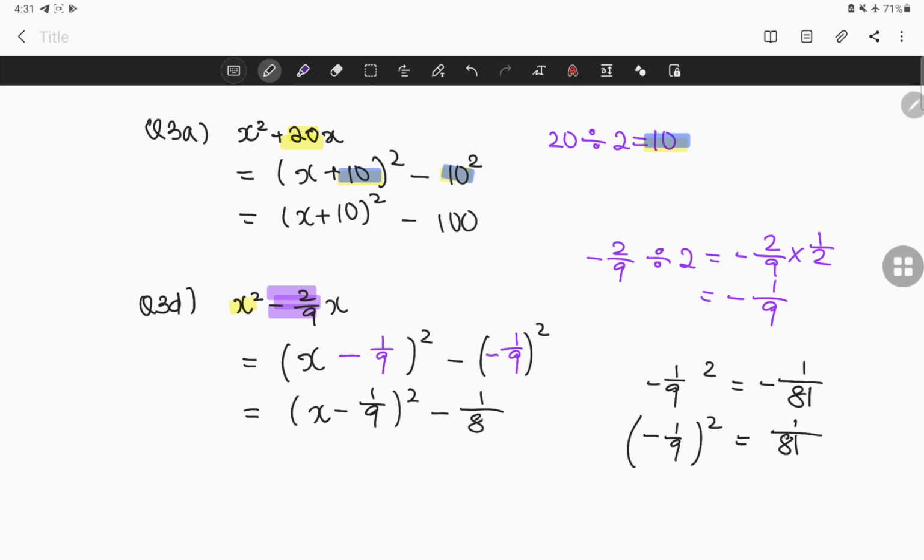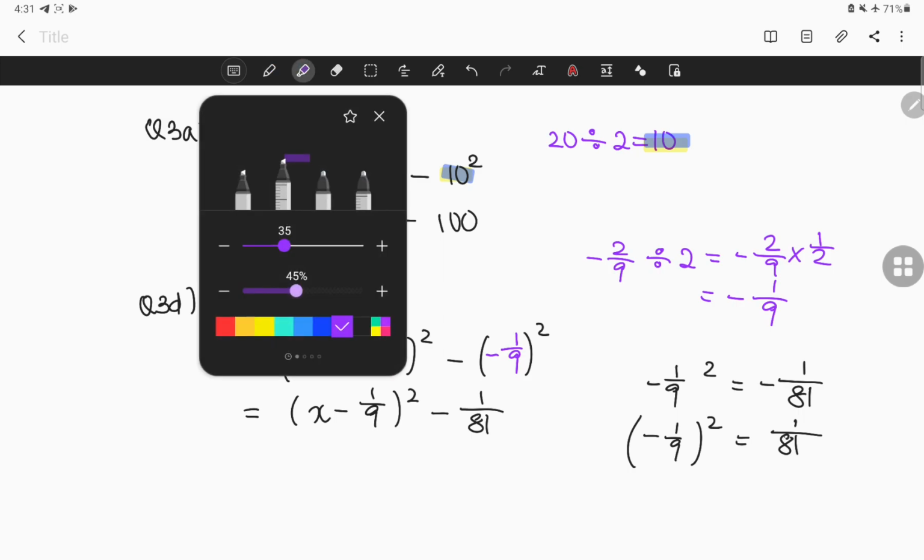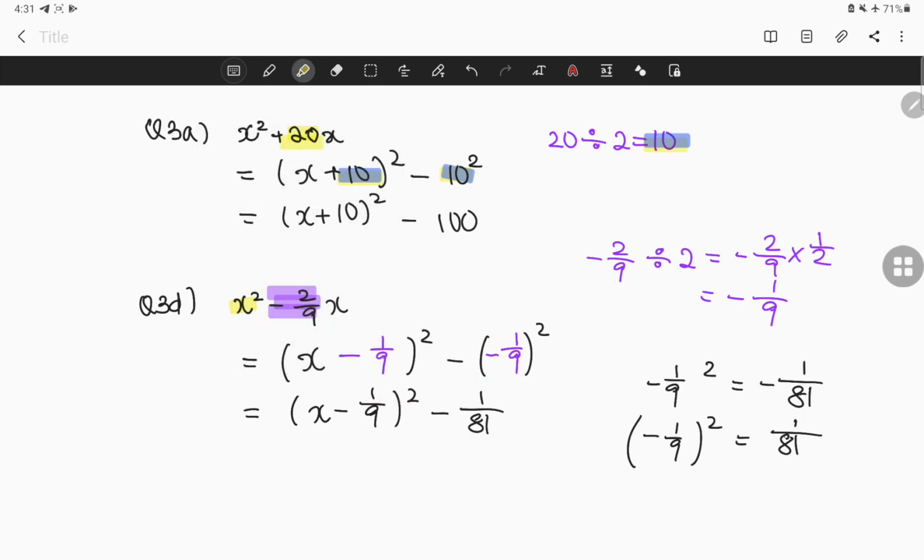So in this case, everything in this portion here is positive, but negative of that positive thing would be negative. So it would be minus 1 over 81.